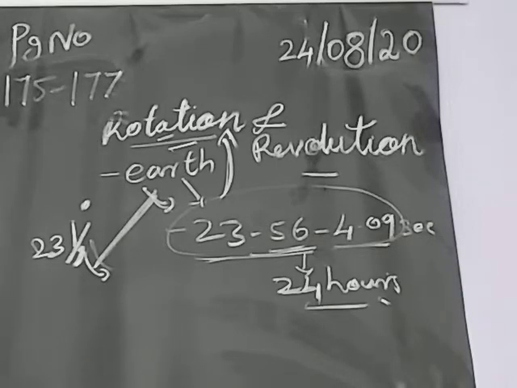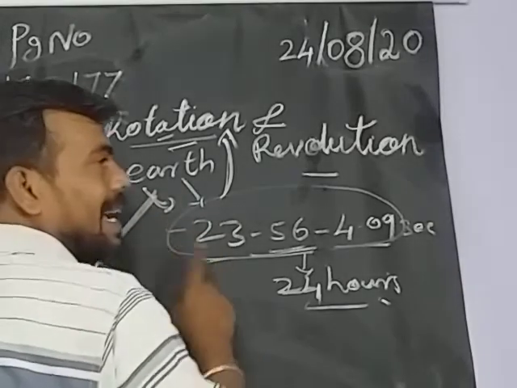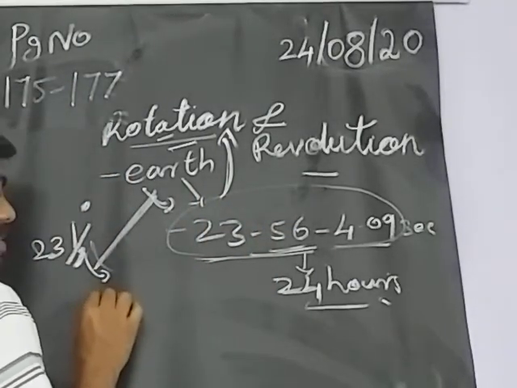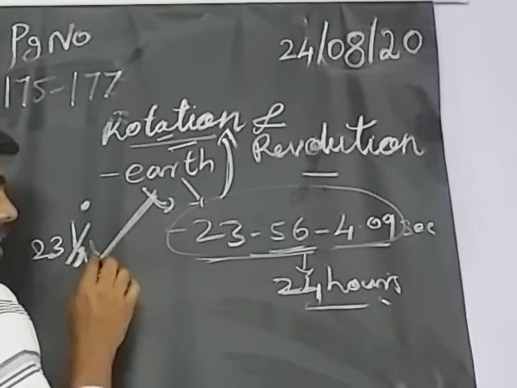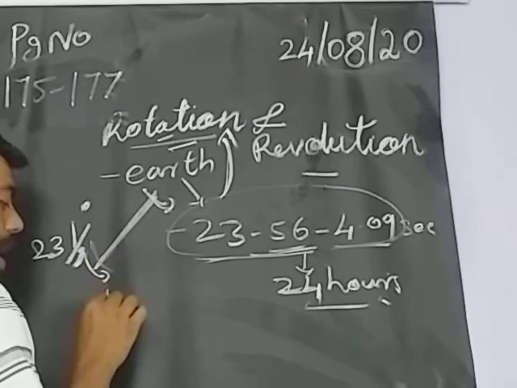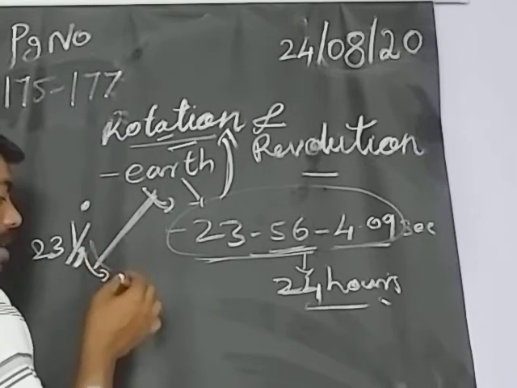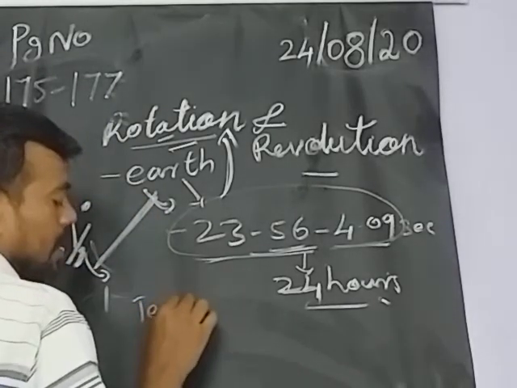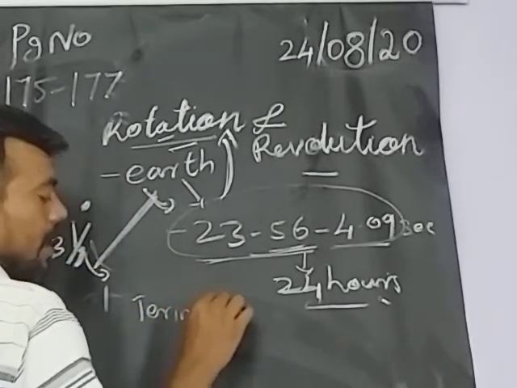Because of this rotation we get day and night. When it becomes day or night for us, there is a border line between them. That border line is called the terminator line.